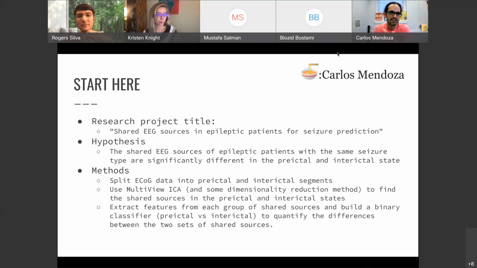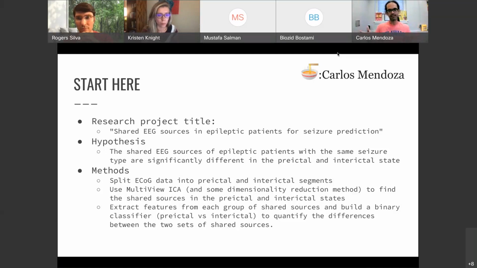The hypothesis is that if you apply this and look for those shared sources in the preictal and the interictal state of an electroencephalographic recording in an epileptic patient, you will find that those sources are significantly different. You compare those sources on those two different states. So I propose some methods to quantify what I mean by significantly different.